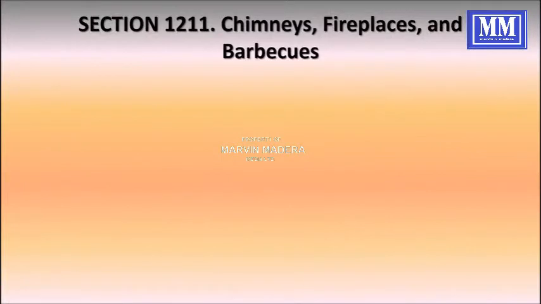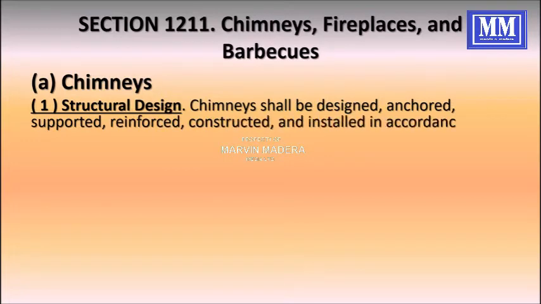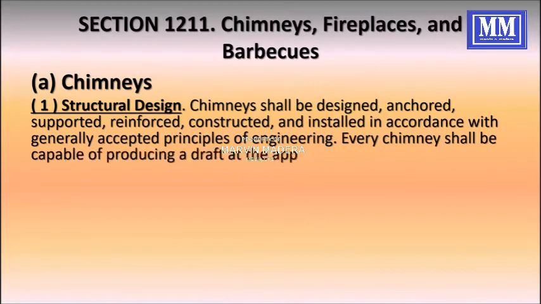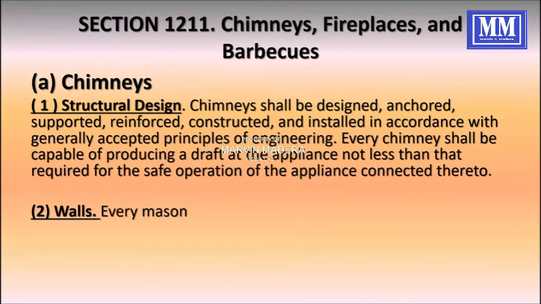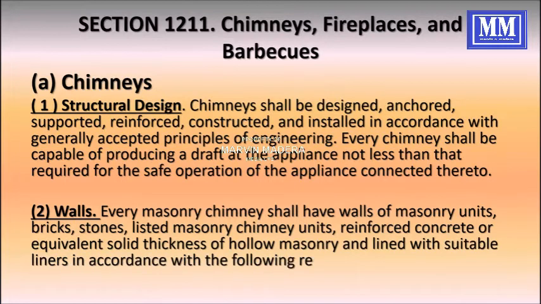Section 1211, Chimneys, Fireplaces, and Barbecues. Chimneys, structural design. Chimneys shall be designed, anchored, supported, reinforced, constructed, and installed in accordance with generally accepted principles of engineering. Every chimney shall be capable of producing a draft for appliances not less than that required for the safe operation of appliances connected thereto. Every masonry chimney shall have walls of masonry units, bricks, stone, listed masonry chimney units, reinforced concrete, or equivalent solid thickness of hollow masonry and lined with suitable liners in accordance with the following requirements.